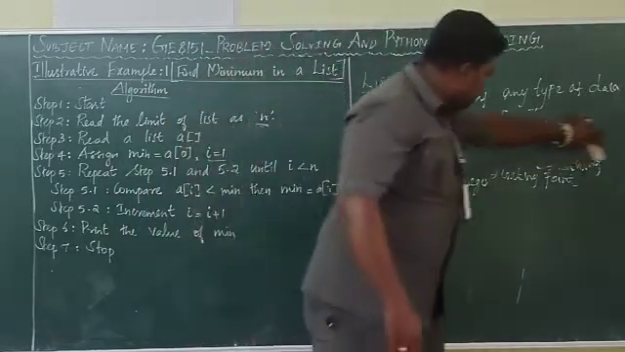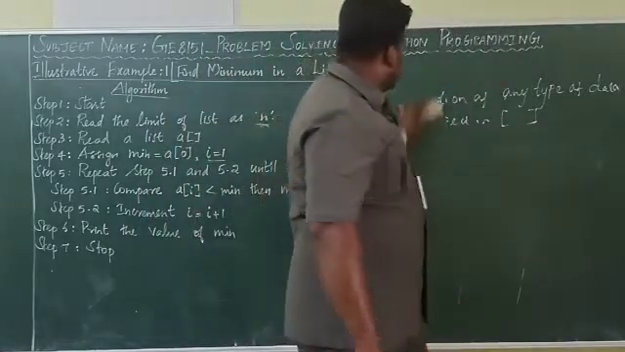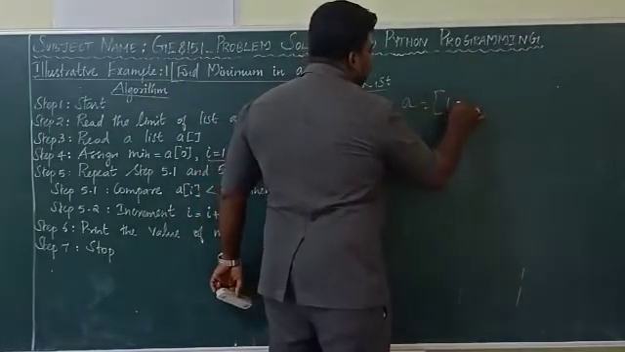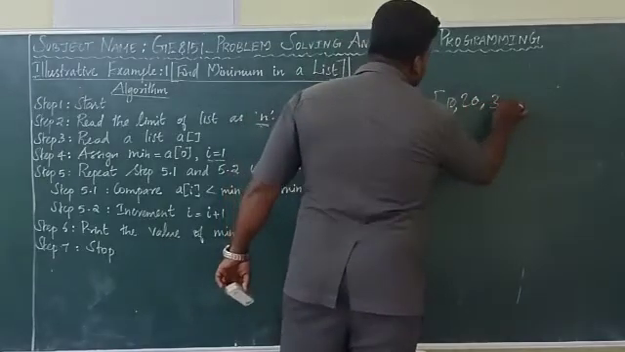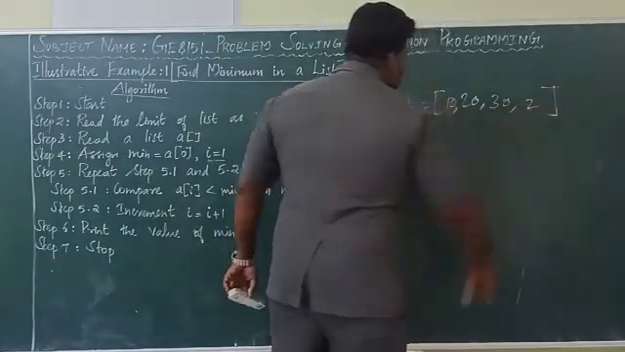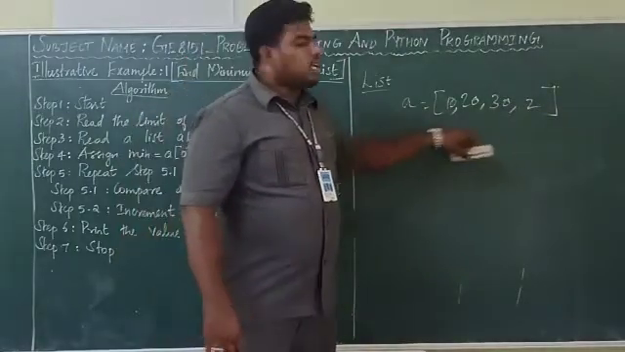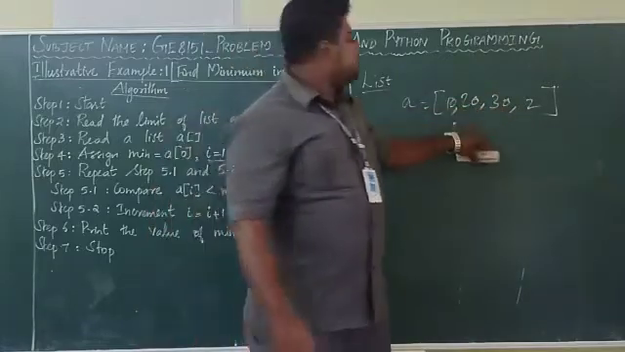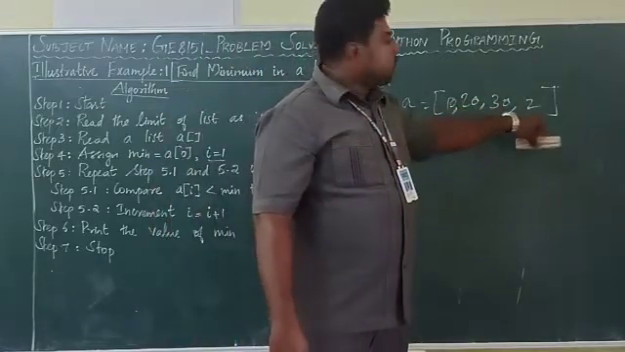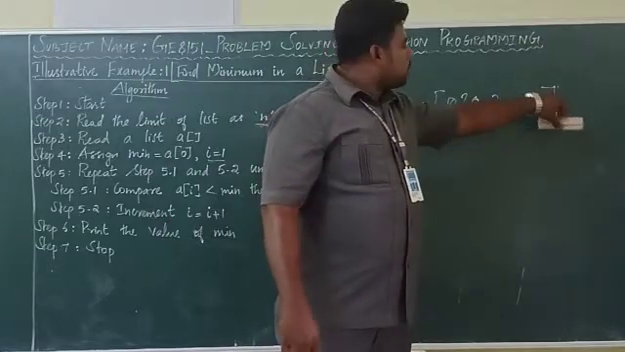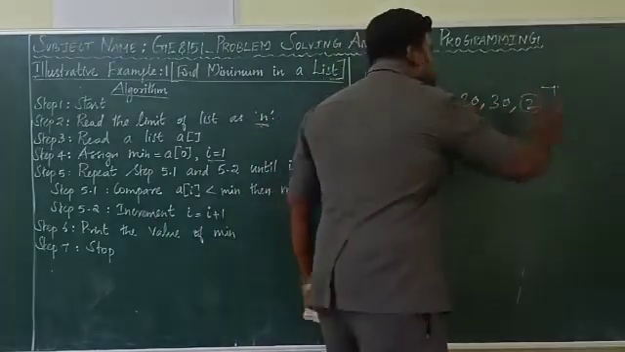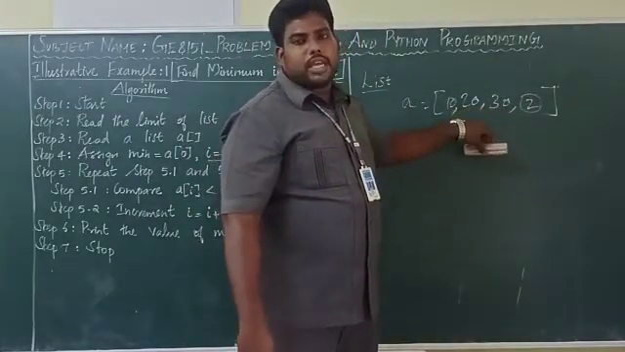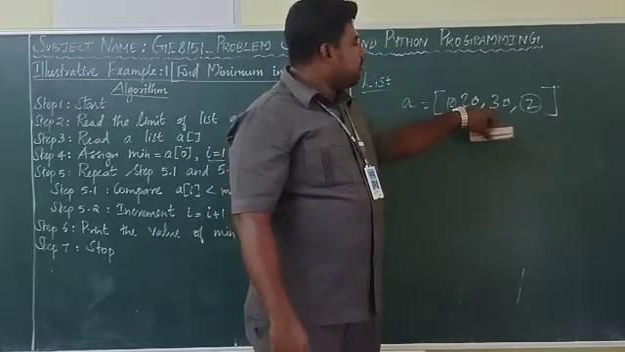Now for example, one list is here. Okay, 10, 20, 30, 2. This is one list, a collection of integers. In this list, you want to find which number is minimum. Say, which number is minimum here? By default, you can find the smallest number. 2 is the minimum element in the list. Inside the list, each value is called an element.